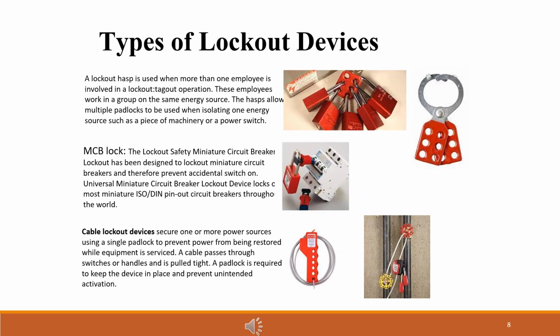In this part we will discuss some important lockout devices. A lockout hasp is used when more than one employee is involved in a lockout tagout operation. These employees work in a group on the same energy source. The hasps allow multiple padlocks to be used when isolating one energy source, such as a piece of machinery or a power switch.